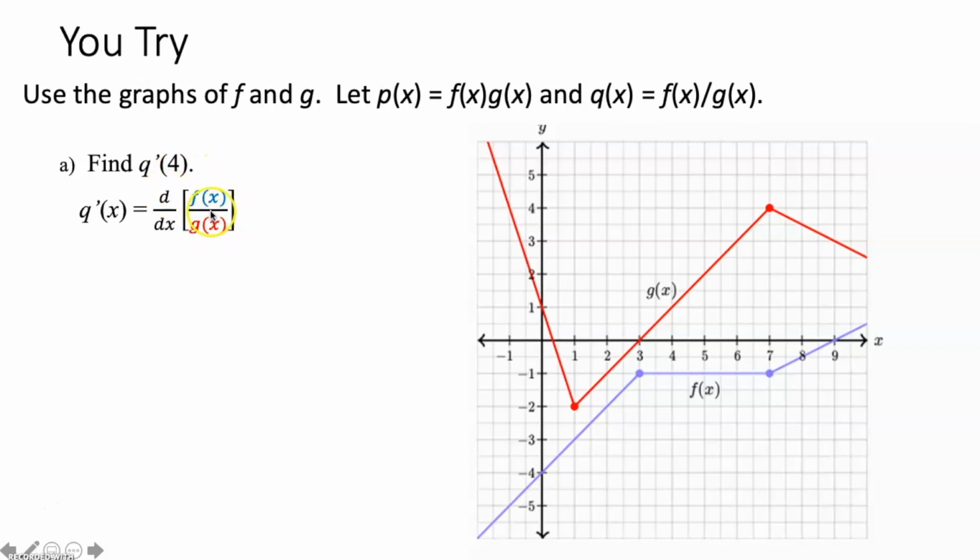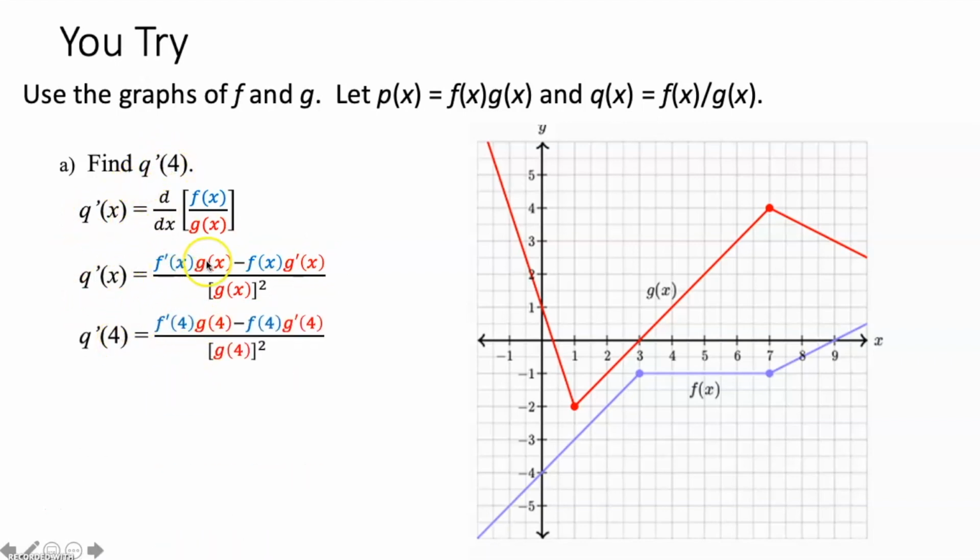The quotient rule says if we take the derivative of a function divided by a function, it's going to be equal to the derivative of the numerator times the denominator minus the numerator times the derivative of the denominator, all over the denominator squared. So now we have successfully taken the derivative of our function q. We now need to evaluate q prime of 4, which means we're going to take 4 and plug it in for each of the x's. Now we're going to take each of these piece by piece and figure out what they each equal.